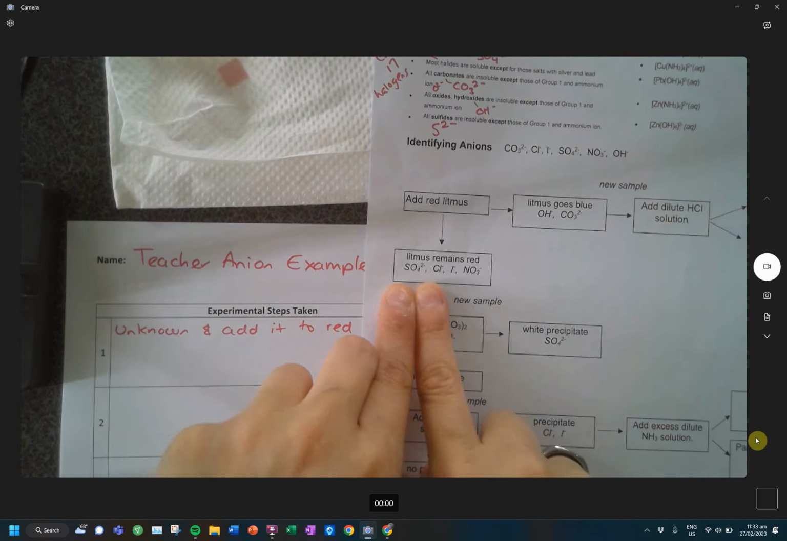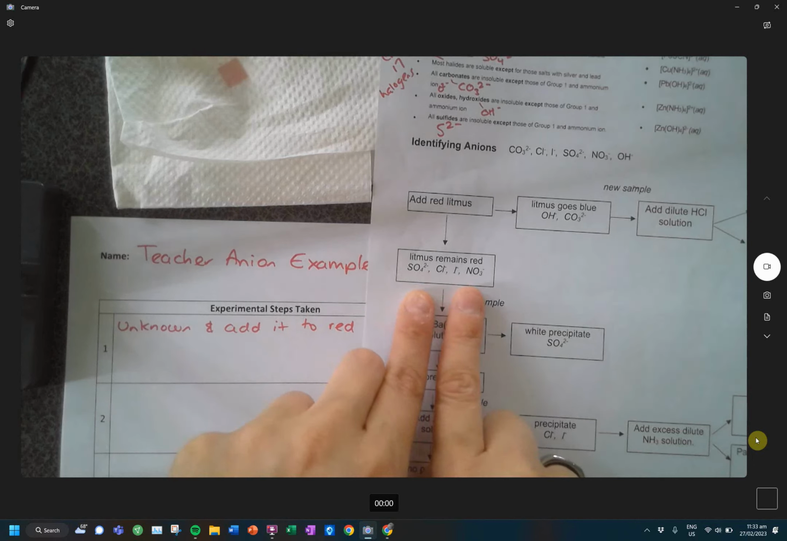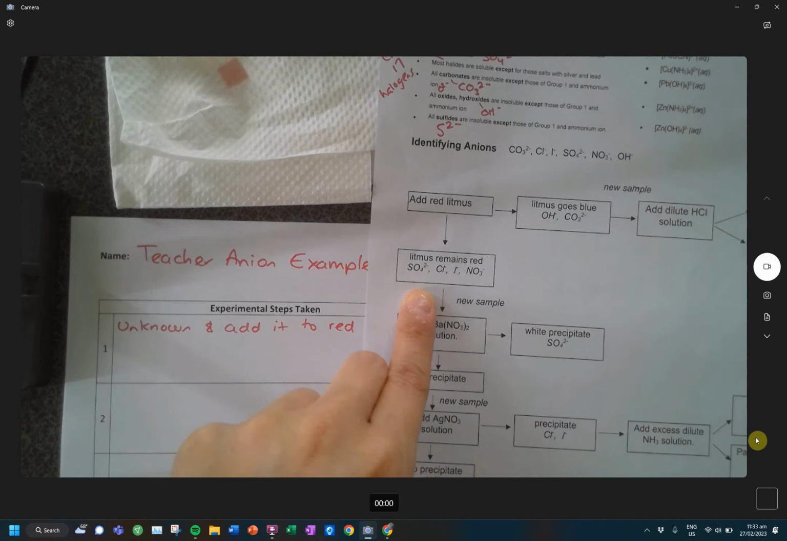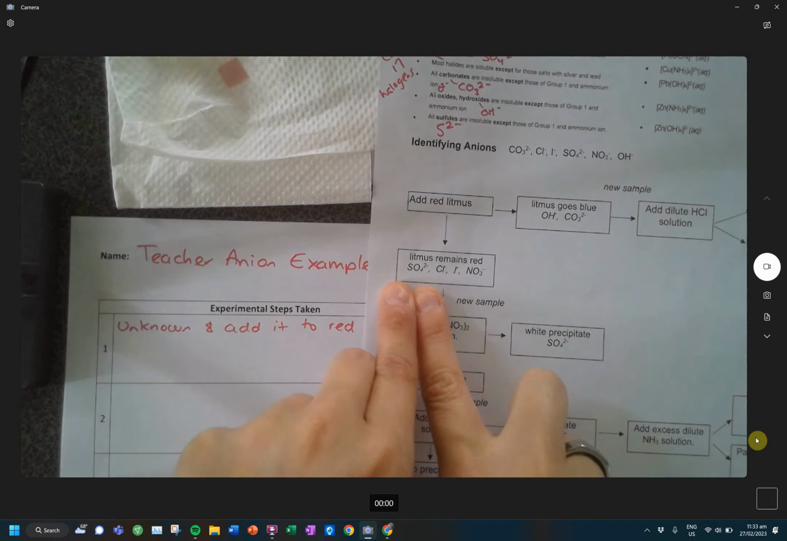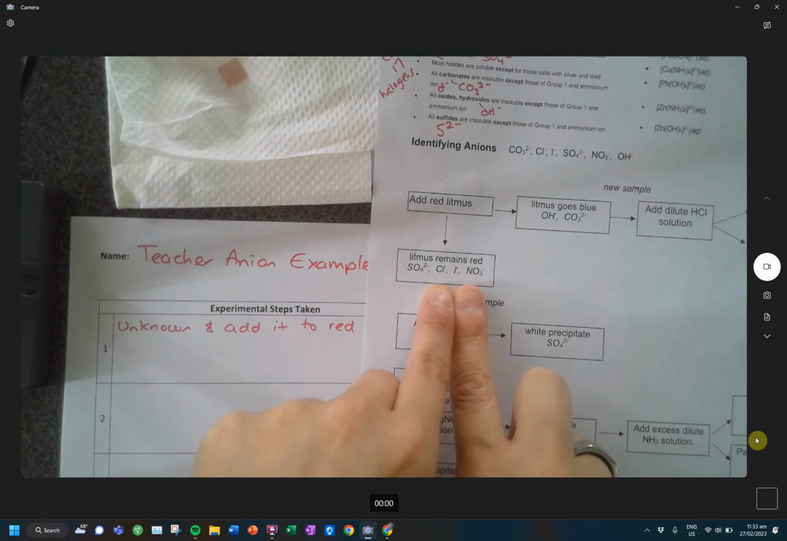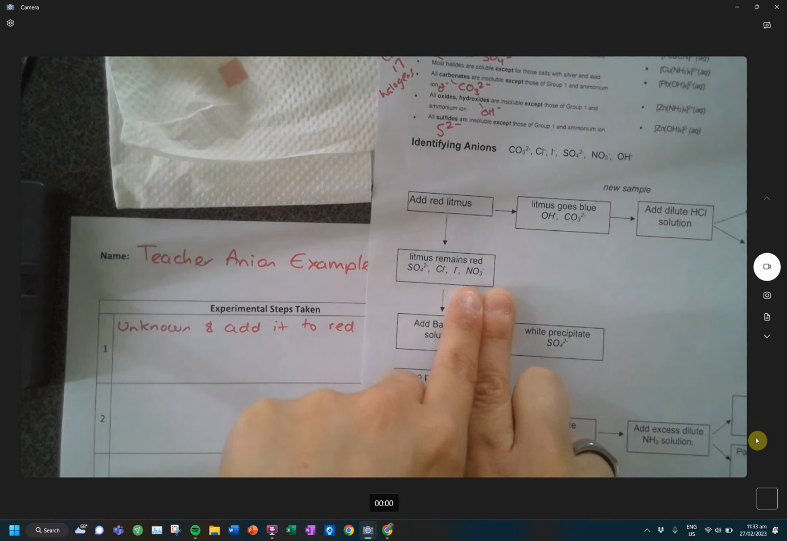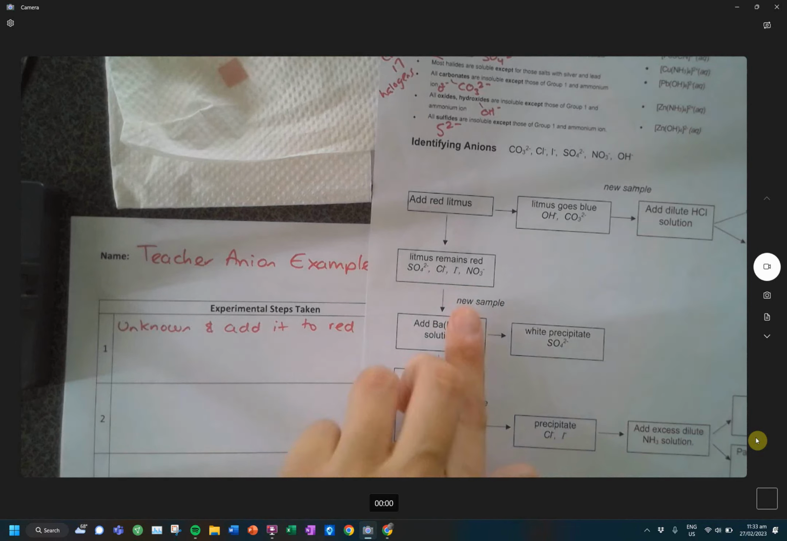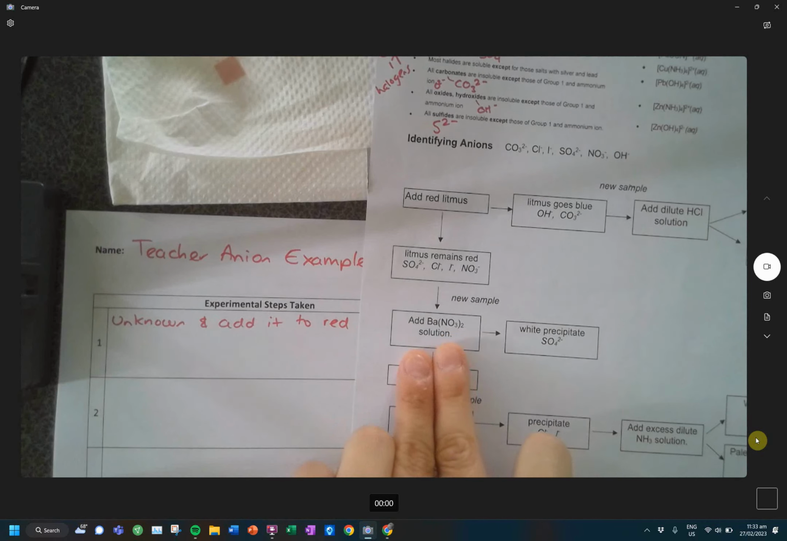So if it remains red, I have a possibility of 4 different types of ions. I could have, or sorry, I should say anions. I could have a sulfate, I could have a chloride, I could have an iodide, or I can have a nitrate. So I get a new sample, and in this case, I am testing it with my barium nitrate.